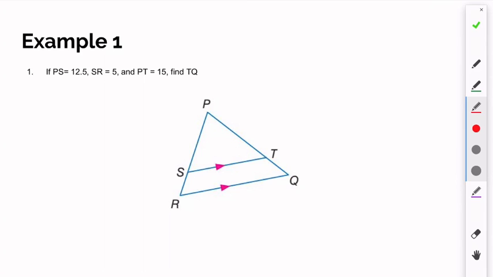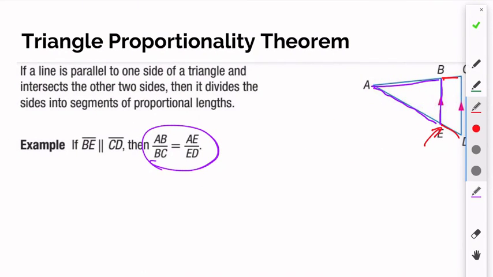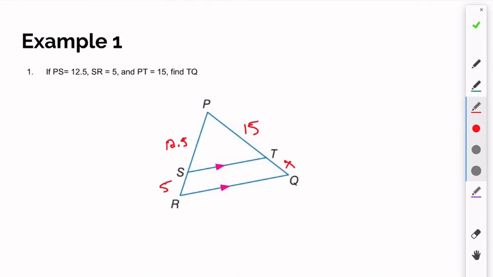This is saying that if PS is equal to 12.5, and I would label it, I don't know why they don't label it for you, but I'll label it here. And then SR is equal to 5. And then it says PT is equal to 15. But we don't know this guy, so I'm going to label it X, TQ. So we're just going to use our nice theorem, the triangle proportionality theorem. Again, it's cutting the sides that the parallel line divides. It's just cutting those things into proportions.